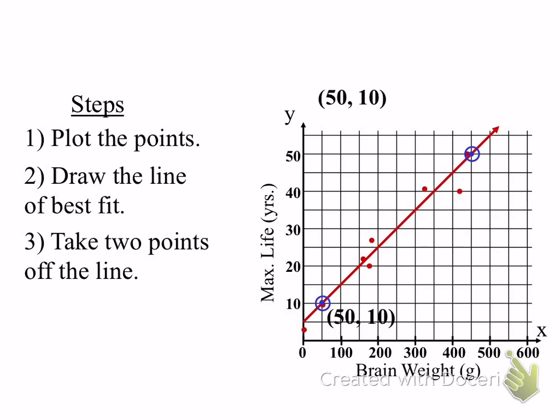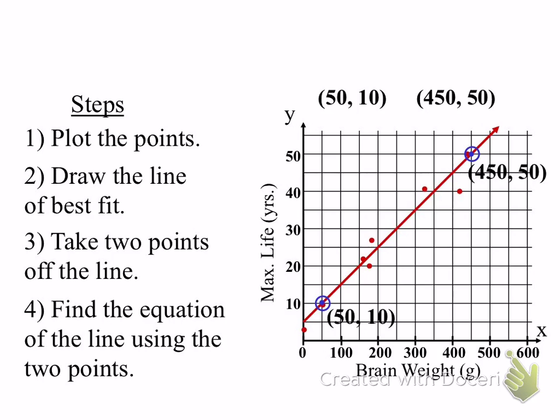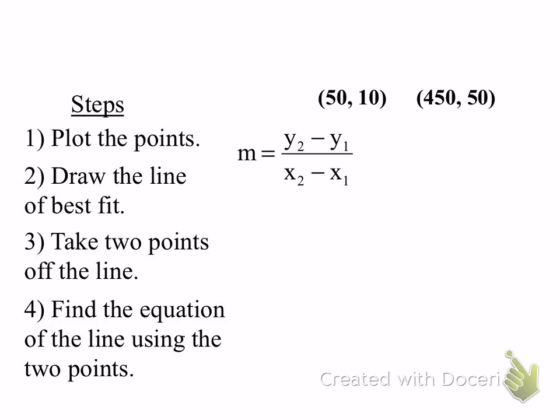In this case, we're taking (50, 10) and (450, 50). Liam, you with me? So what would I do next, given I'm taking those two points? We're going to use the slope formula, and that's y2 minus y1. And what am I going to subtract? In the numerator, subtract 10.